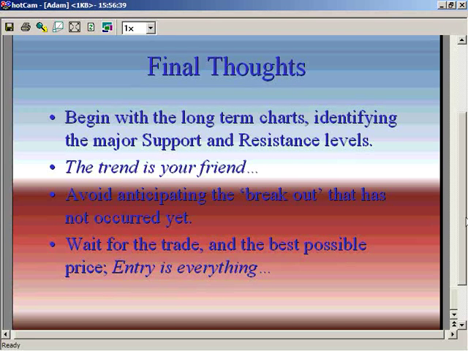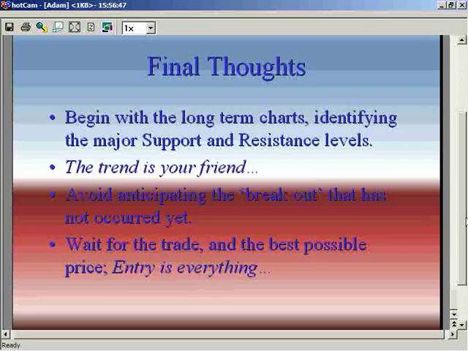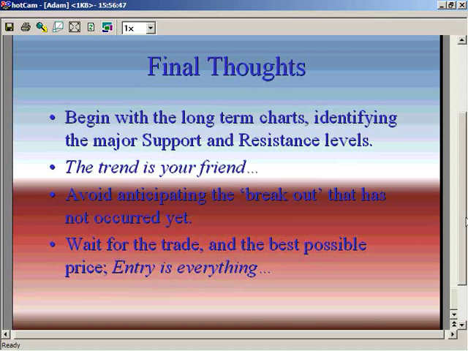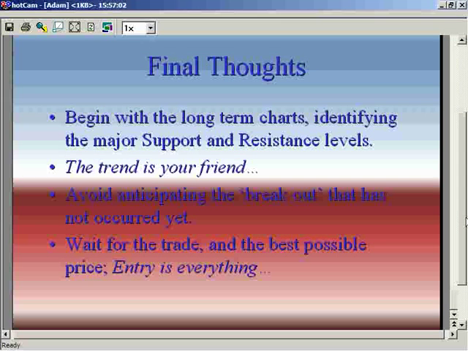Now, avoid anticipating the breakout that has not occurred yet. Don't buy a price until the market gets there. Remember, we want to wait for resistance to be broken before we buy at that new support. We don't want to sell short anticipating the support will be broken. We want to wait for support to be broken and then sell short when the support acts as our new resistance. Wait for the best possible entry.